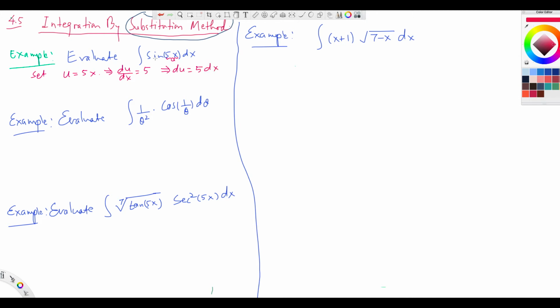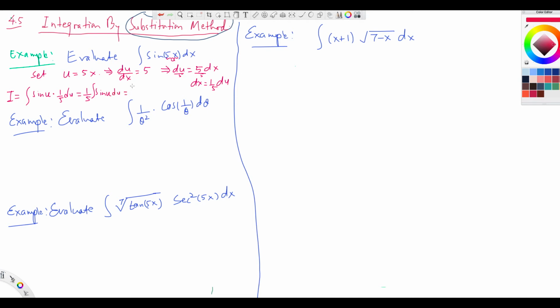So this will be like sine u, and then we need to find the value of dx. Dx is 1/5, so divide by 5 on both sides. You'll get dx equals 1/5 du. Now let us plug it into the integral. So I, the integral, equals sine u times dx, which is 1/5 du. You see that? So you pull that 1/5 out, and then the integral of sine u du.